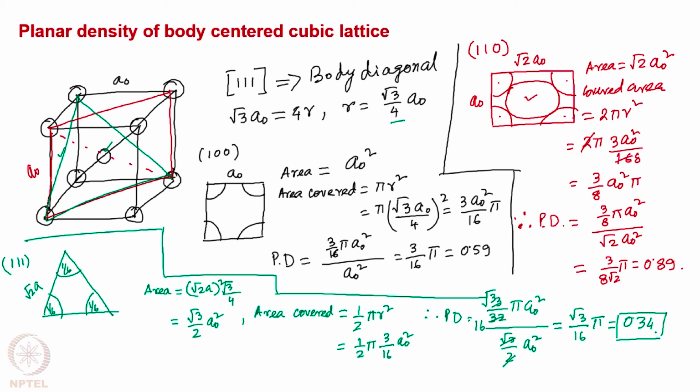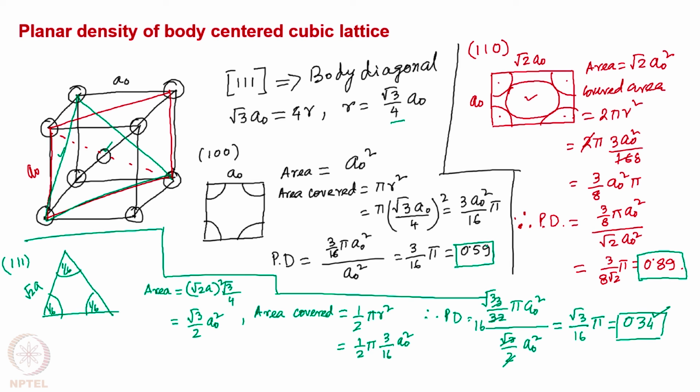So this indicates that in the case of the body-centered lattice, the 110 plane has much higher planar density compared to the 111 plane, and the plane which corresponds to the face, which is the 100 plane, has an intermediate density. So in this lecture we have learned how to calculate the linear density and planar density of different systems.